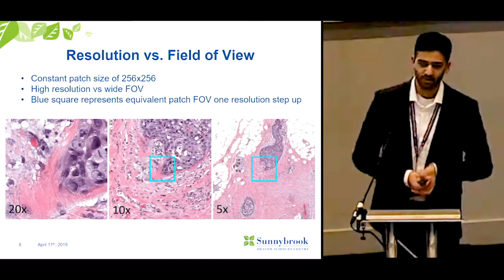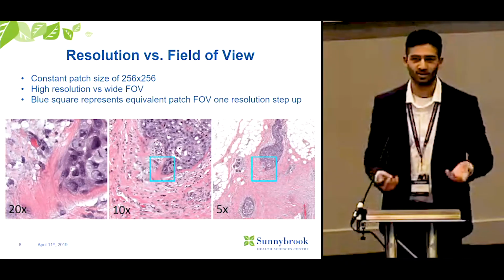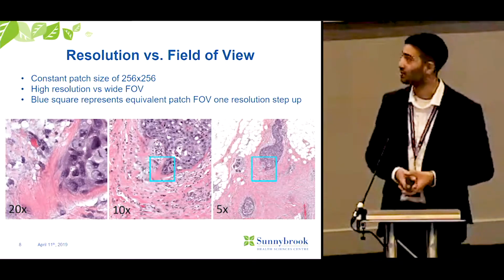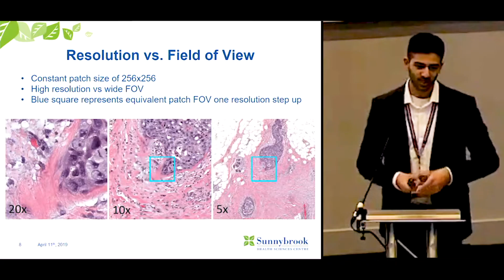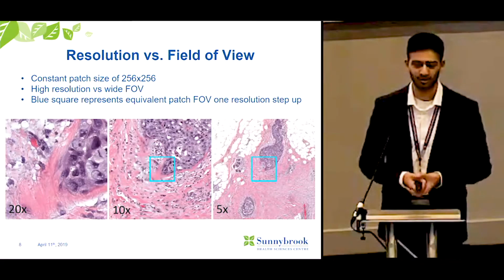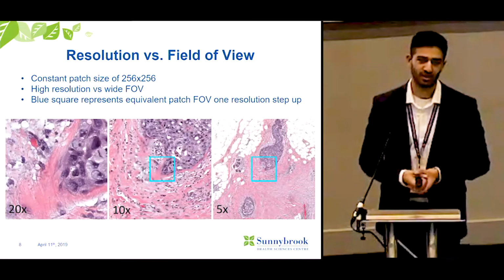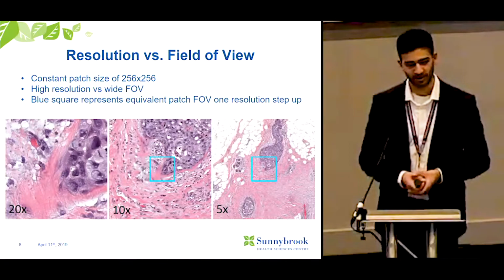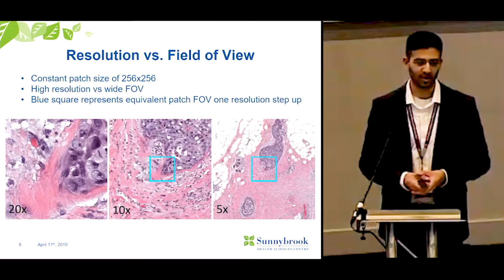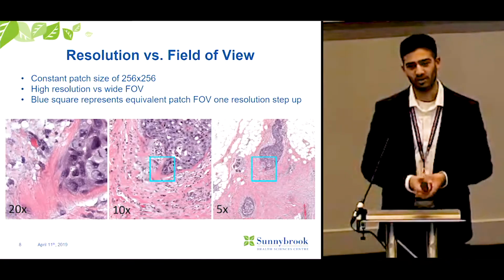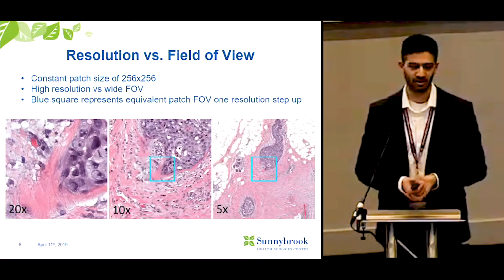In order to analyze these whole slide images, you have to extract patches because you can't fit an entire whole slide image into CPU memory. So the question I'm trying to answer is, what is the optimal field of view to resolution ratio at which you should extract these patches? Given my constant patch size of 256 by 256, there's a trade-off between having high resolution with small field of view patches versus low resolution, very wide field of view patches.